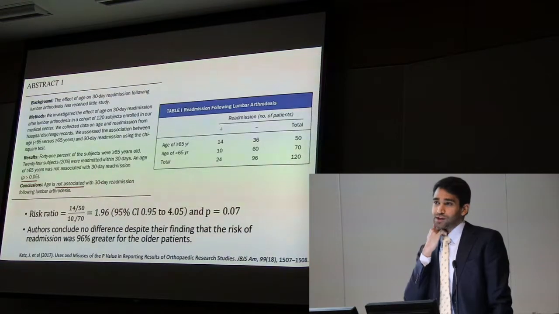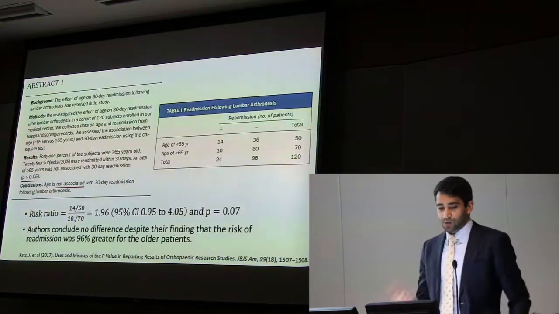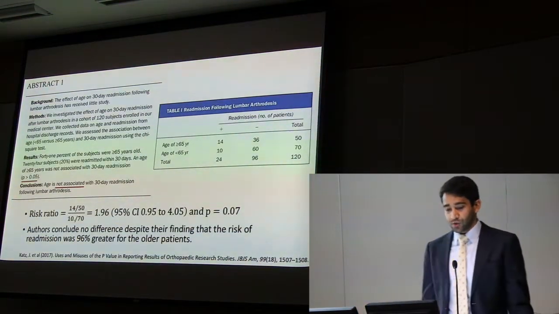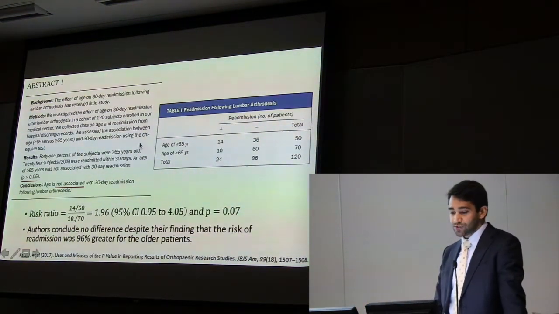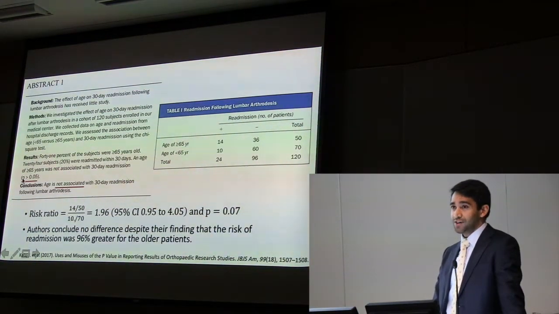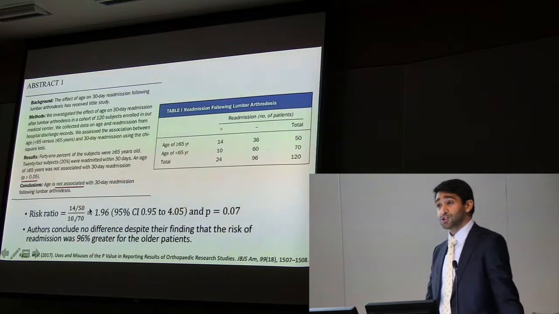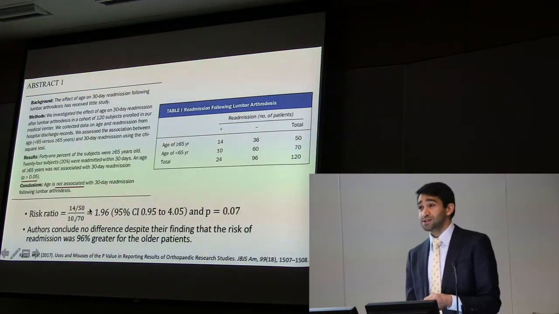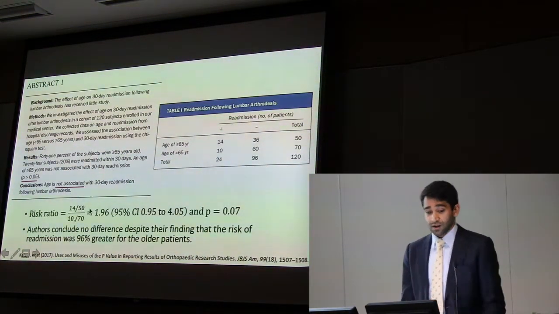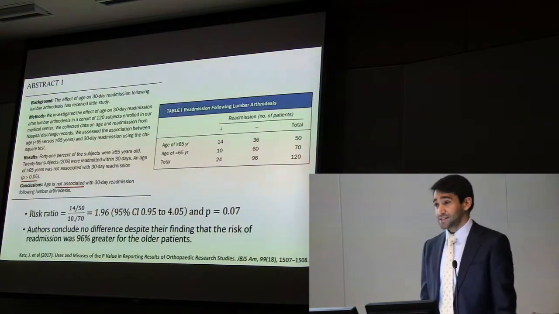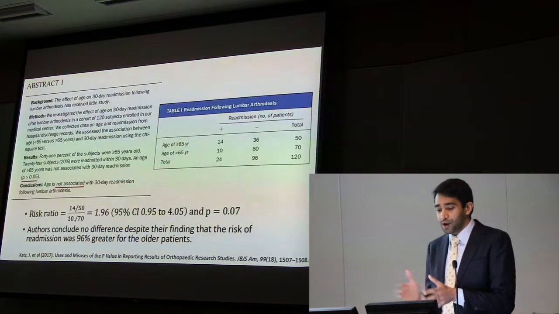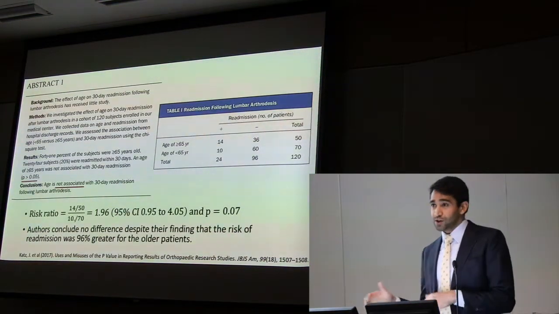So this is one where you're looking at lumbar arthrodesis and the risk of a readmission based on your age. This abstract concludes that there's no difference based on the age cutoff because the p-value is greater than 0.05 and there's no association with 30-day readmission rates. But if you look at this table and calculate the risk ratio, because for prospective and retrospective studies you can calculate it, the risk ratio is 1.96. The confidence interval is fairly narrow, 0.95 to 4, and the p-value is 0.07.